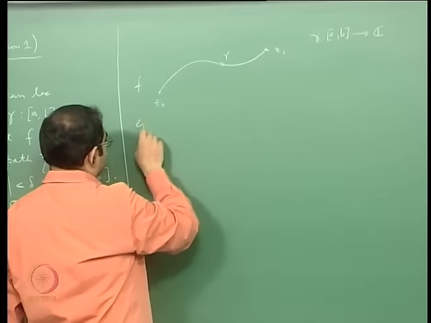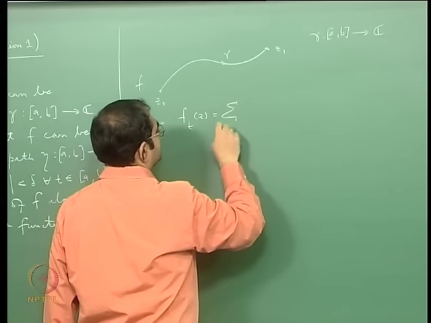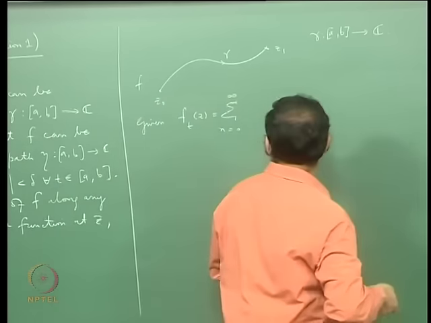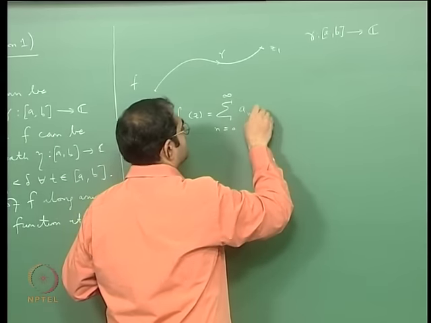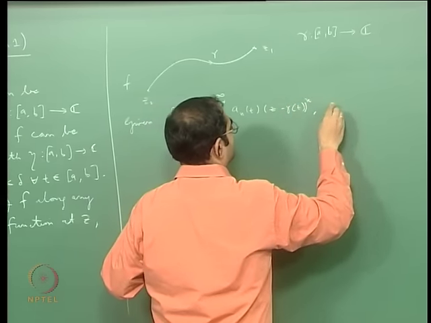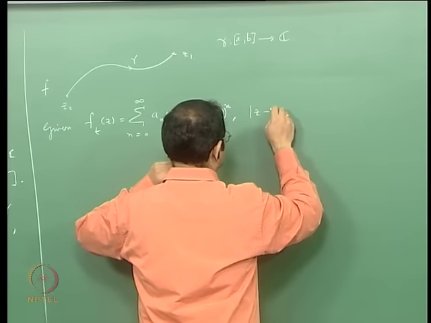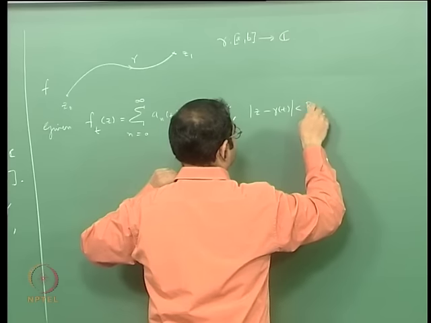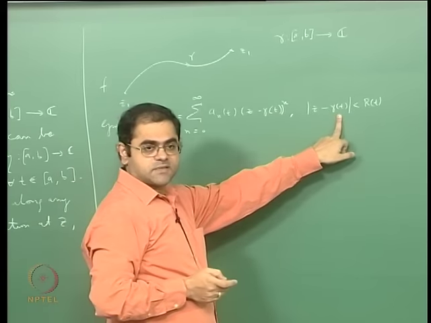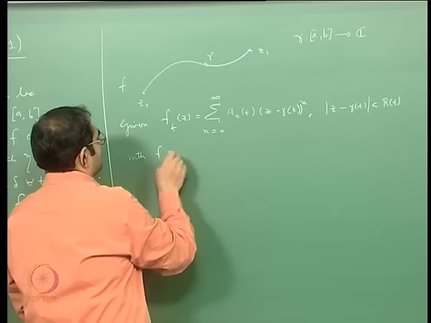So given f_t(z) equal to the sum from n equal to 0 to infinity of a_n(t) (z minus gamma(t))^n, with this power series converging in a disk centered at gamma(t) of radius r(t), where r(t) is the radius of convergence of this power series, which is assumed positive, and gamma(t) is the center of the power series. Okay, so with f_a, that is f.